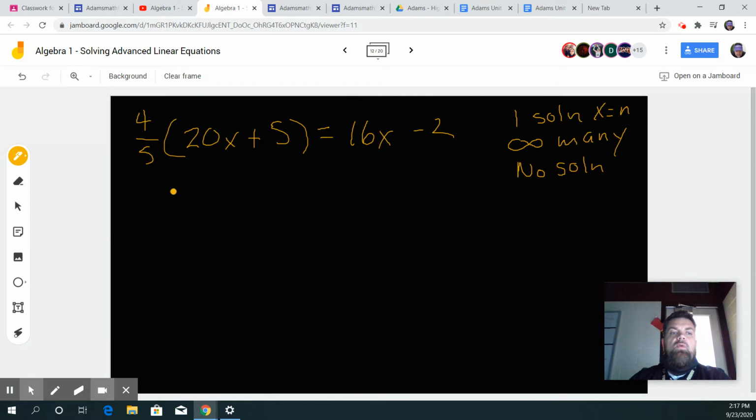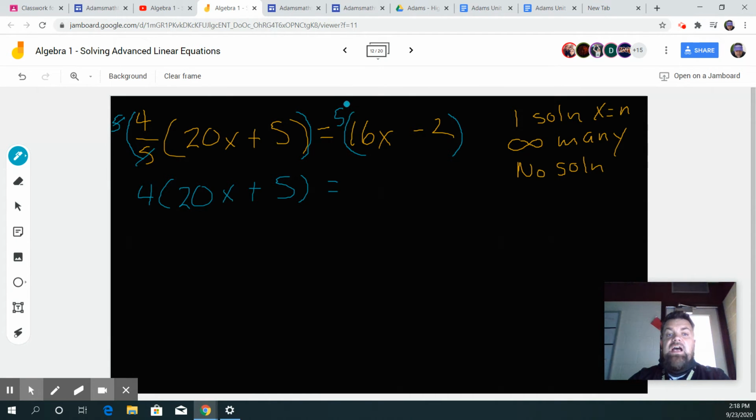So let's go through here. What is it that we don't like about this problem right off the bat? Fractions. How do I get rid of that 4/5? Yeah, so if I take this whole thing and I multiply it by 5. Now remember, whatever I do on one side of the equation, I got to do on the other. So I got to multiply this whole thing by 5. Now on the left-hand side, this 5 divides this 5 away, and I'm just left with 4 times the quantity 20x plus 5. Boom, just got rid of that.